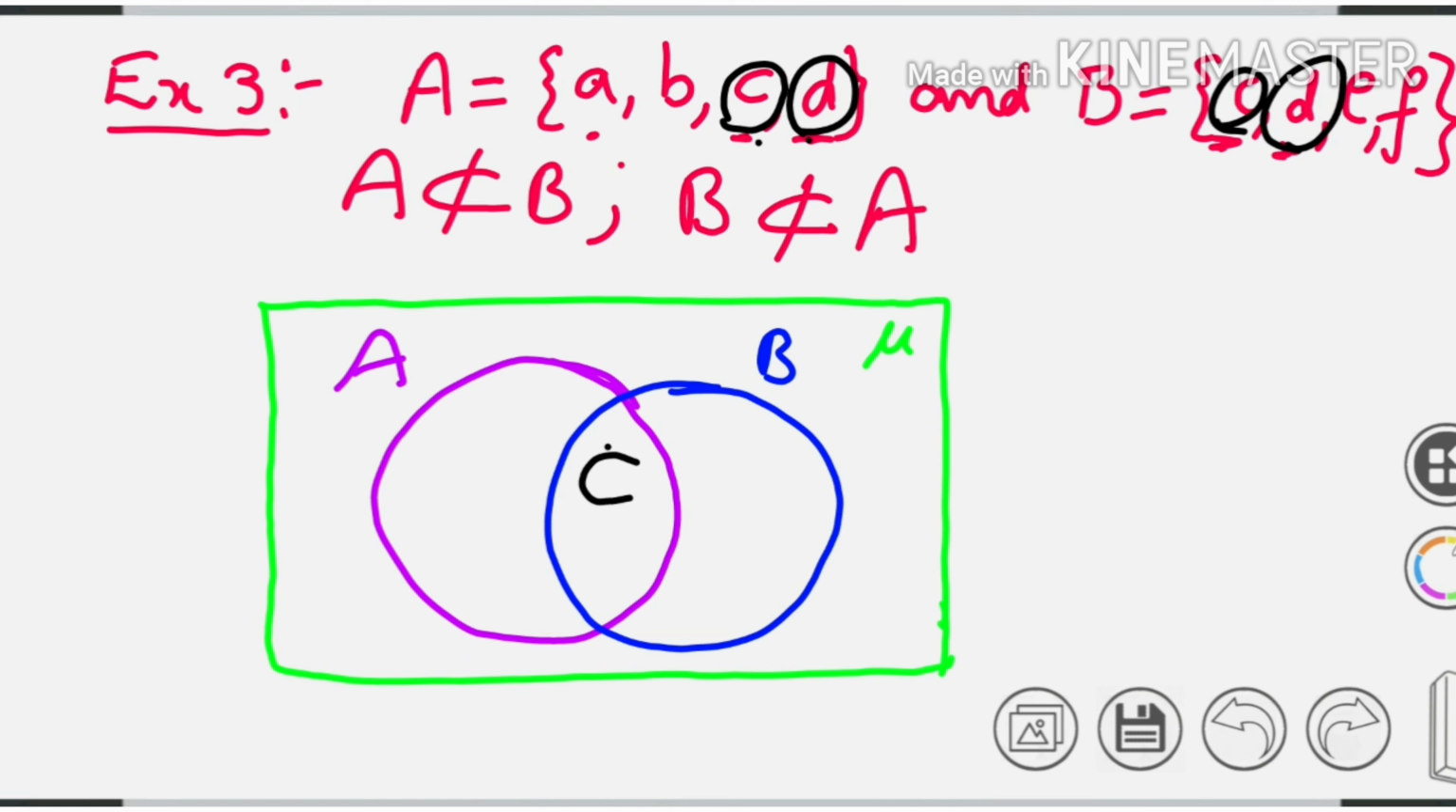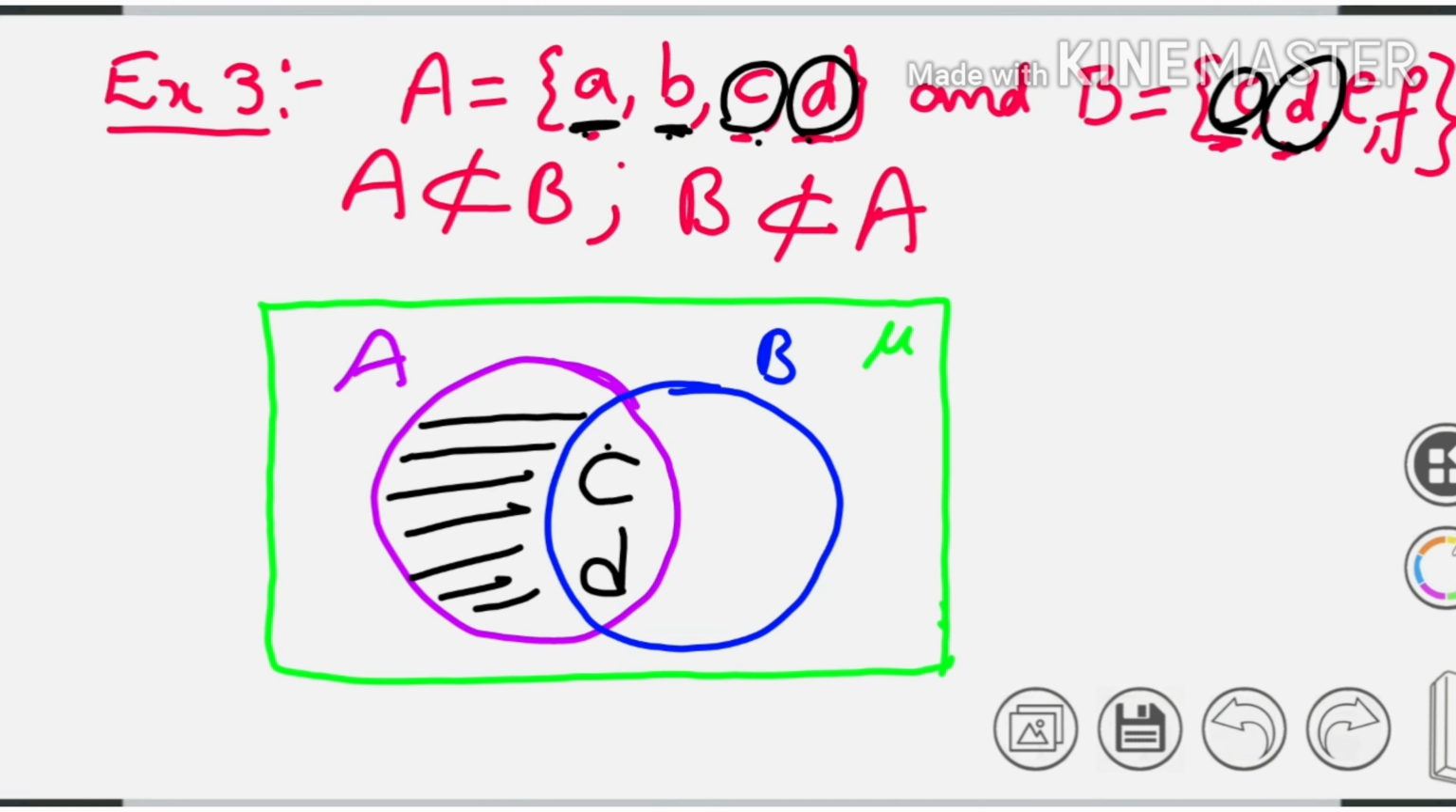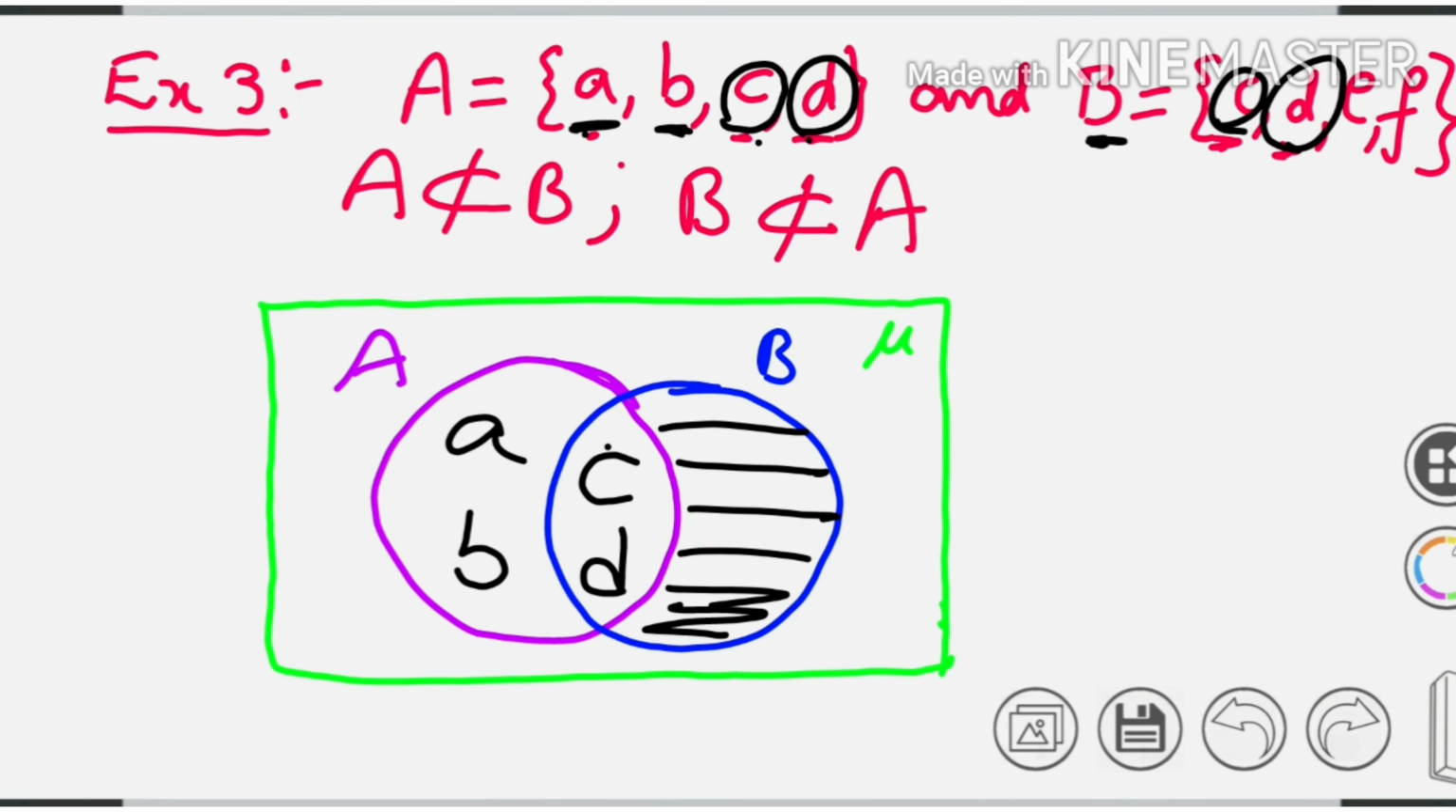So this is C and D, this is the common area, and the remaining elements in A, which are A and B, you have to fill in this area. Okay, the remaining elements we fill in that area. And see the remaining elements in B, E and F. So the remaining part is this. Here you have to fill the remaining elements. So now we fill the remaining elements E and F here. So like this we represent the Venn diagram.